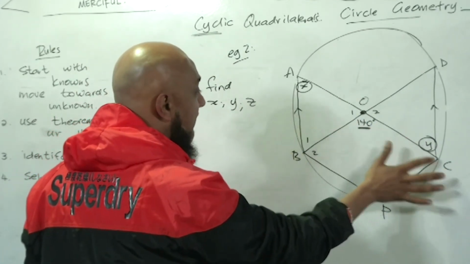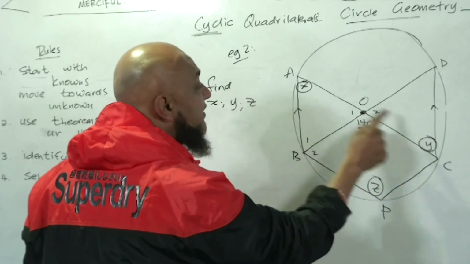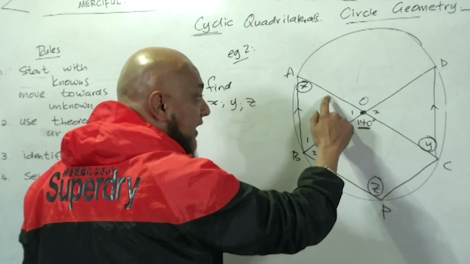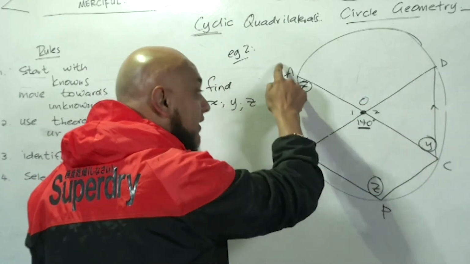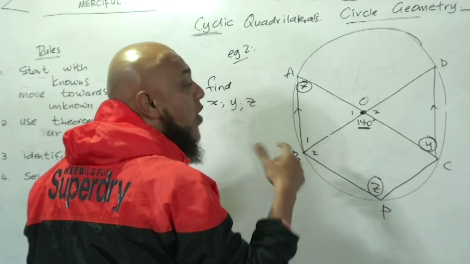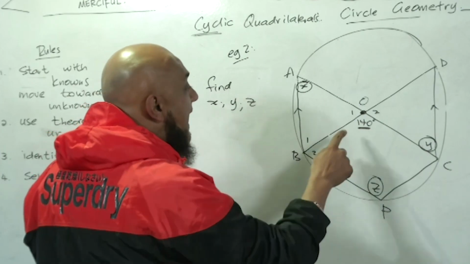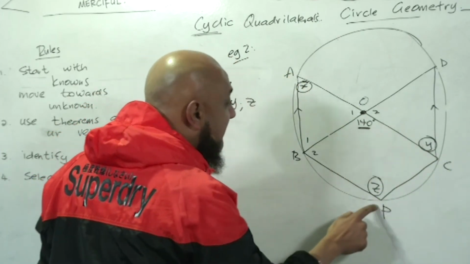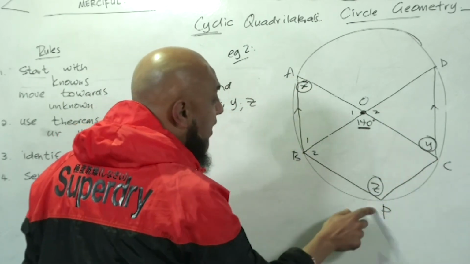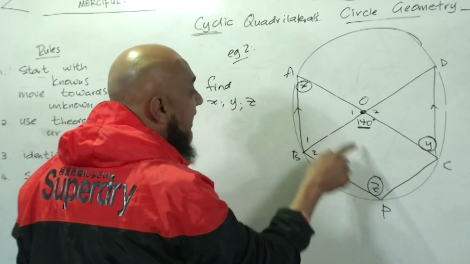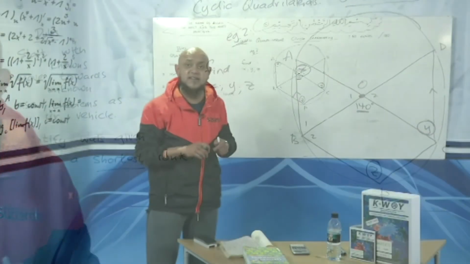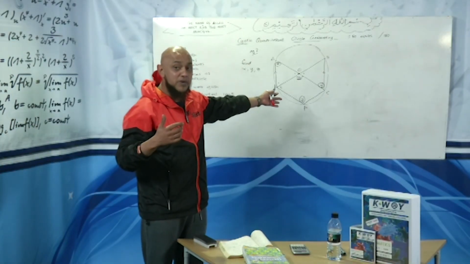Besides having a diameter, I've got parallel lines, so I know I'll be using alternate angles. I have angles around a point. I've got lines crossing each other, so I've got vertically opposite angles. I've got a big cyclic quadrilateral, A, B, P, C, all 4 points. So we know opposite angles of a cyclic quadrilateral are supplementary, or they add up to 180 degrees. So I've got a host of theorems that I can use to get to my answer.